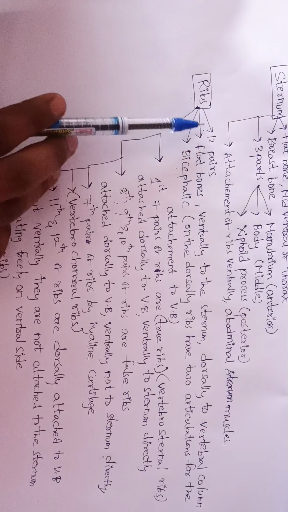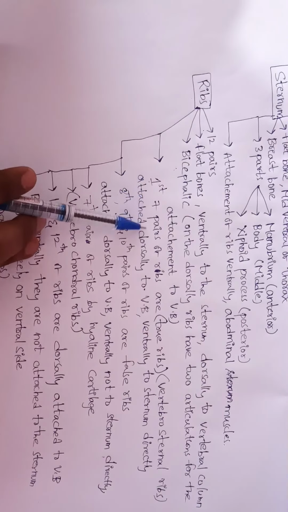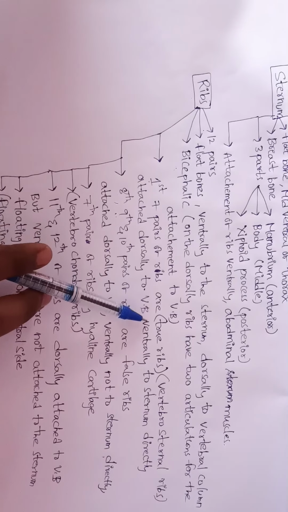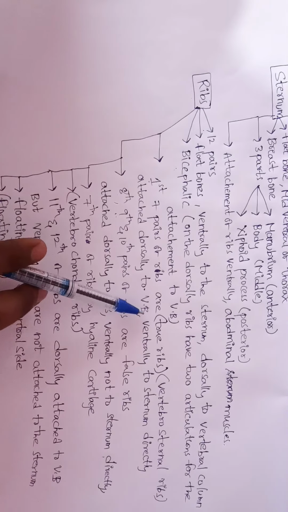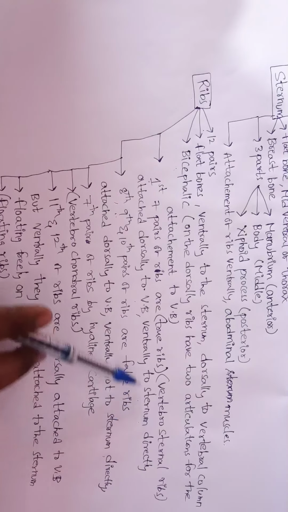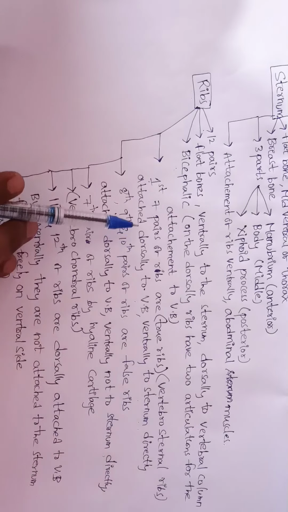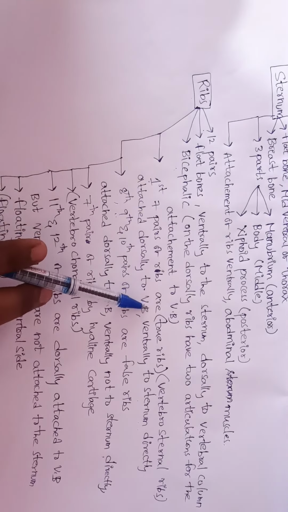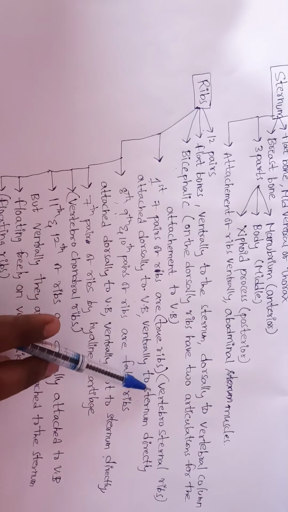Ribs are 12 pairs. The first 7 pairs of ribs are true ribs. Why? Because they are attached dorsally to the vertebral column and ventrally to the sternum directly. Hence the first 7 pairs of ribs are true ribs, also called vertebrosternal ribs.